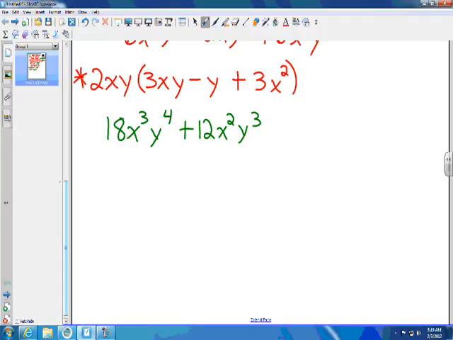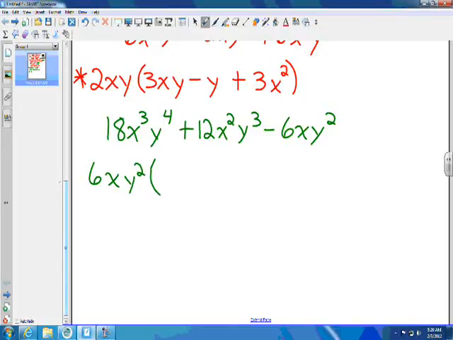Minus 6xy squared. So we have 18, 12, and 6. What can we take out? The 6, x cubed, x squared, and x. And what about the y? Y squared.